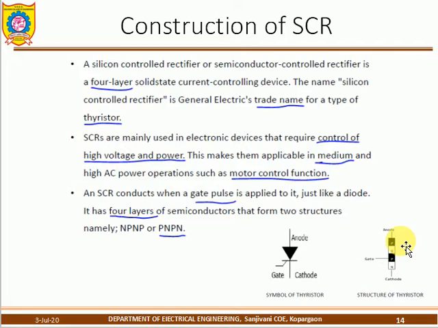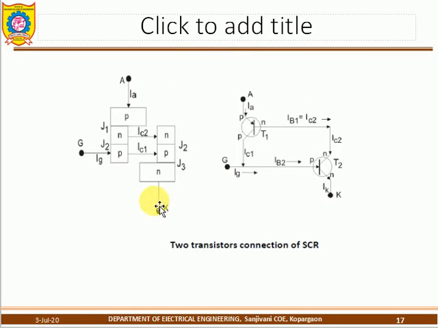So how are these 4 layers formed? They are formed from transistors. Look at this diagram, the transistor connection, a PNP transistor and an NPN transistor. So this is connected like this: N and P and P are connected. Then what will the total view be? So PNPN, this is a 4 layer.